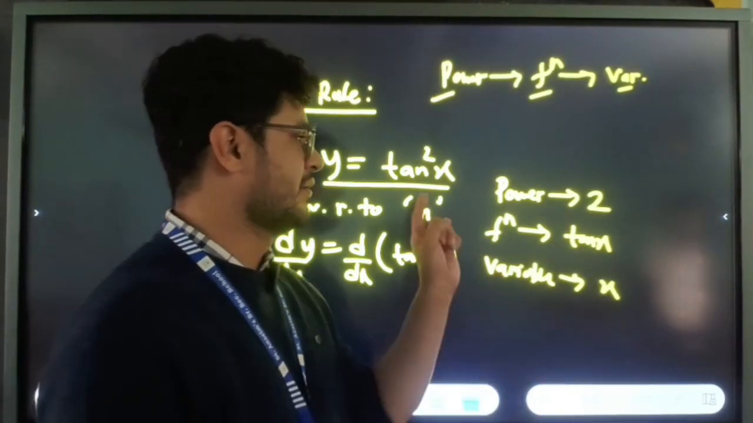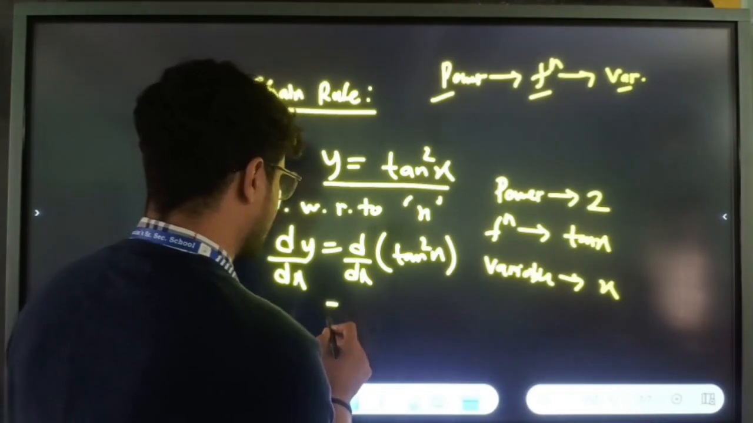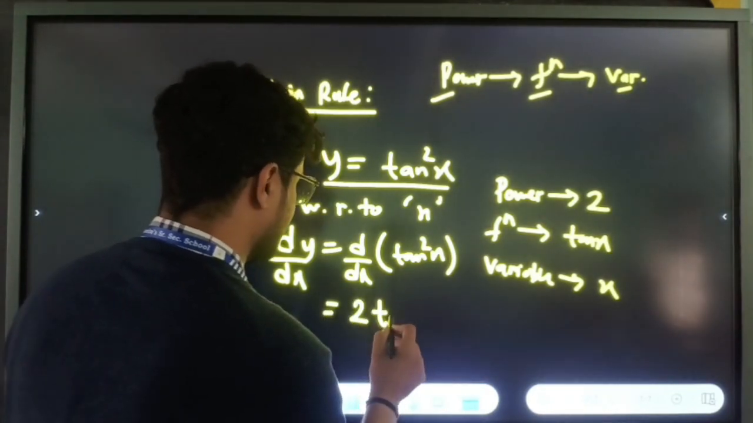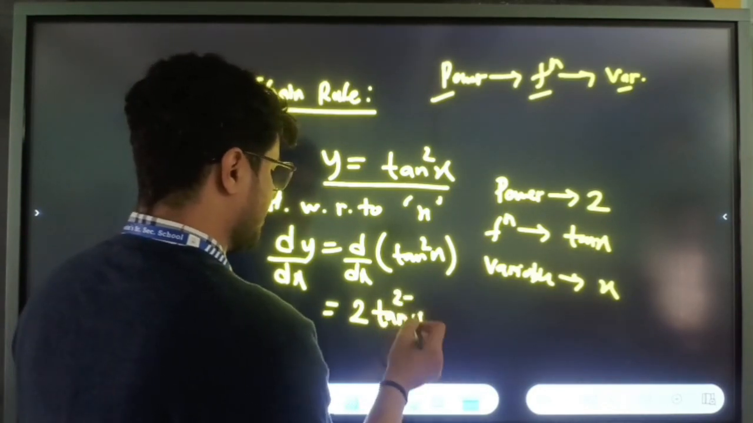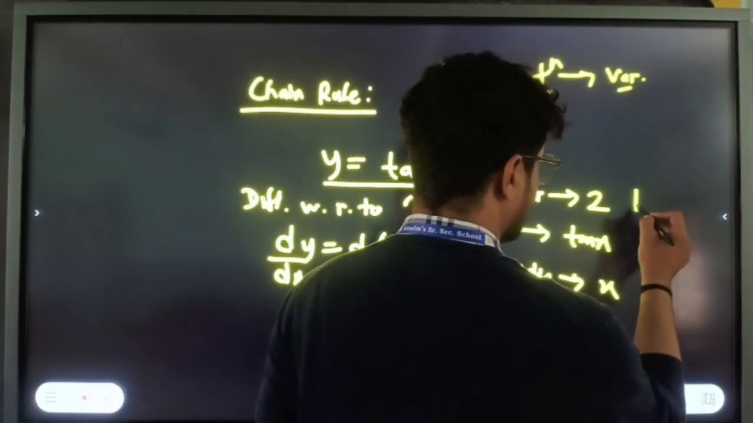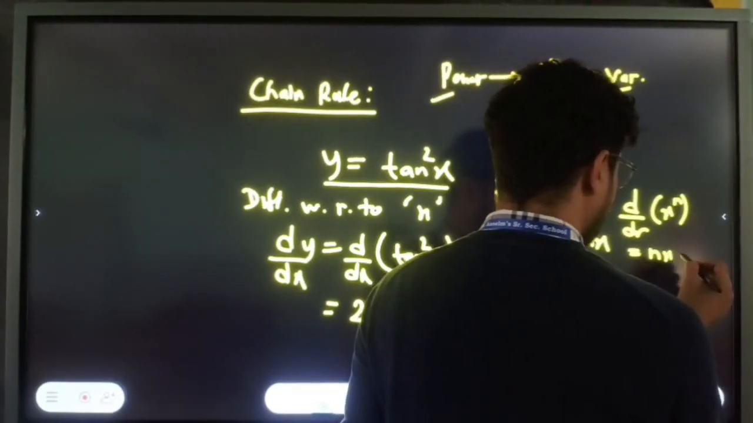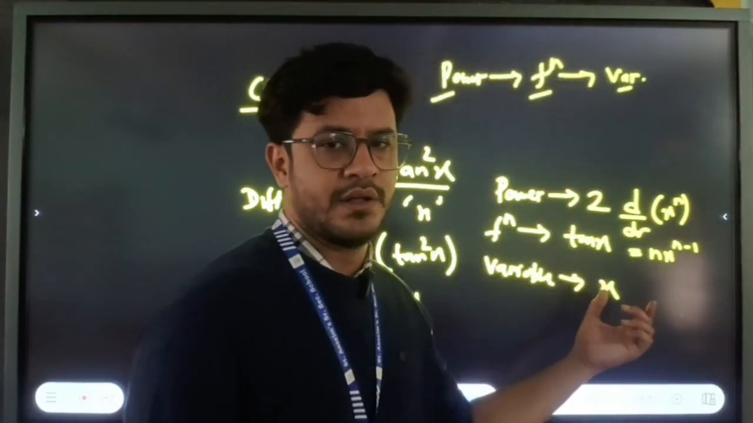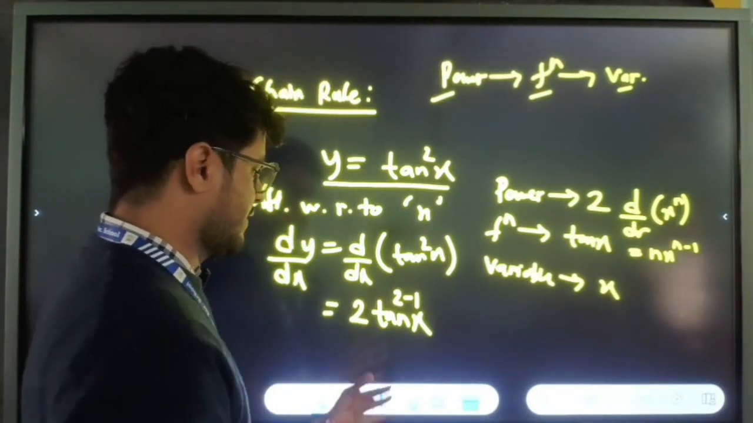So I said we'll follow the sequence. First we'll find the derivative of the power. The power will come forward as a coefficient, then the power remains 2 minus 1. There is a standard formula: x power n gives n x power n minus 1. We have a list of all these formulas. So 2 tan power 2 minus 1.